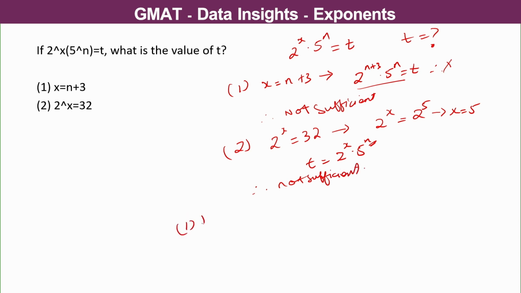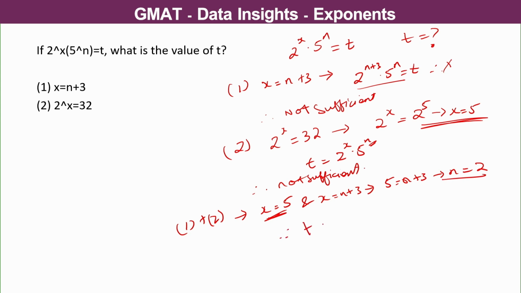So, when you take statements 1 and 2 both together, you have x is equal to 5 and x is equal to n plus 3. So, 5 is n plus 3, so n comes out to be 2. Therefore, t is equal to 2 raised to 5, that is 32, into 5 raised to 2, that is 25. Therefore, it is sufficient to answer the question. Statements 1 and 2 together are sufficient to answer the question. Let us look at the next question.